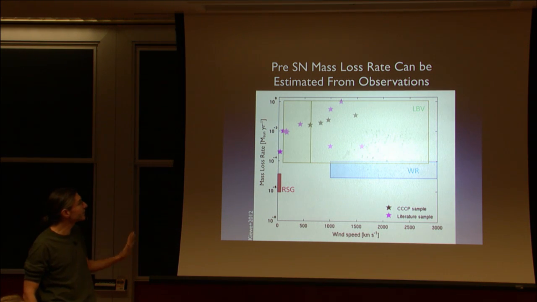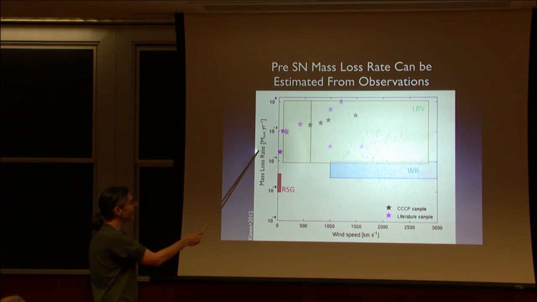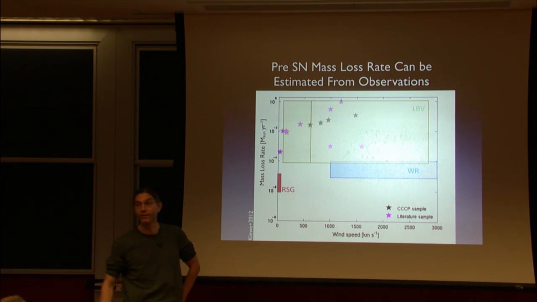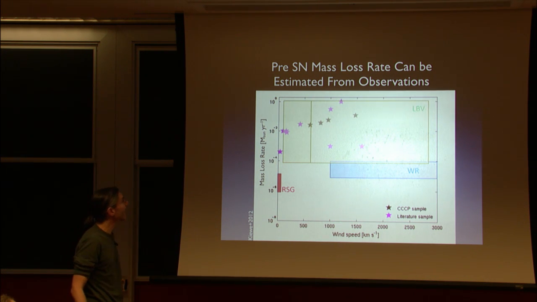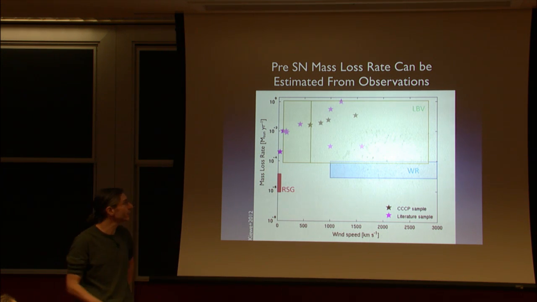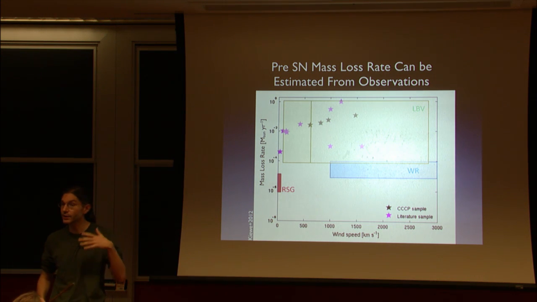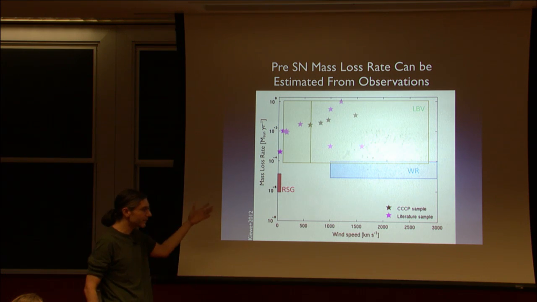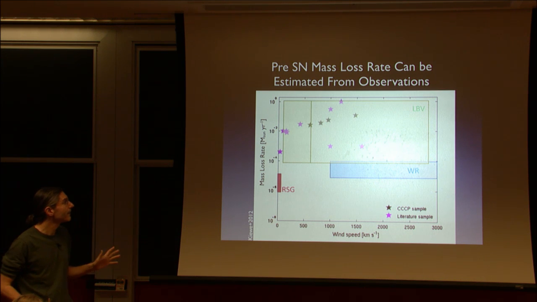So this just summarizes some of the inferences. This shows mass loss rate as a function of wind speed from a set of these type 2n supernovae which were analyzed. And just to give you a feel for the types of mass loss rates we're talking about, they range from maybe 10 to minus 3 solar masses a year up to about a solar mass per year, with wind speeds of a few hundred to 1,000 kilometers a second.